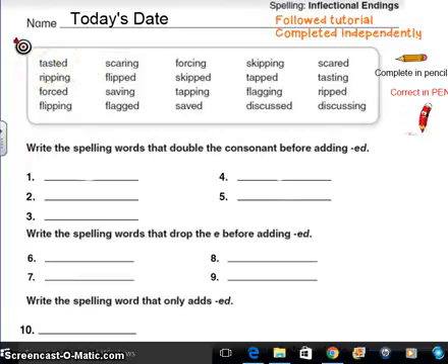Tasted, scarring, forcing, skipping, scared, ripping, flipped. Are you reading with me? Skipped, tapped, tasting, forced, saving, tapping, flagging, flipping, flagged, saved, discussed, discussing. And inflectional endings are those endings that we put at the end of the words like ing and ed.